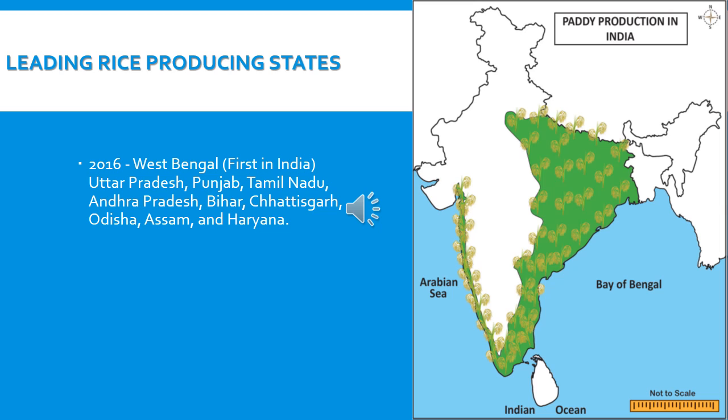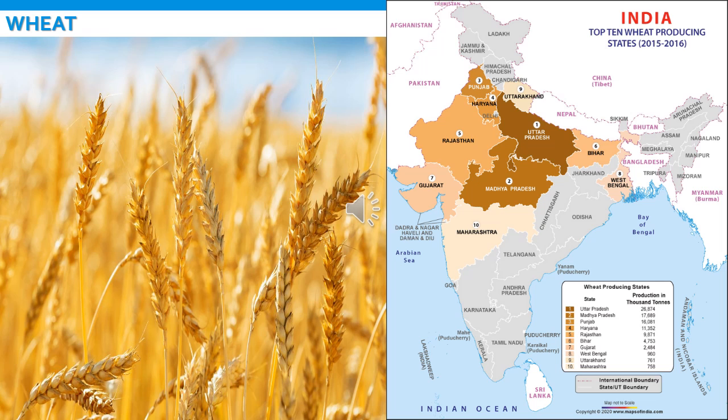Okay. The next important food crop, wheat. Apart from rice, wheat is also an important food crop in India. Wheat is the second most important food crop of the country after rice. It accounts for 22% of the total area and 34% of the total production of food grains in the country.